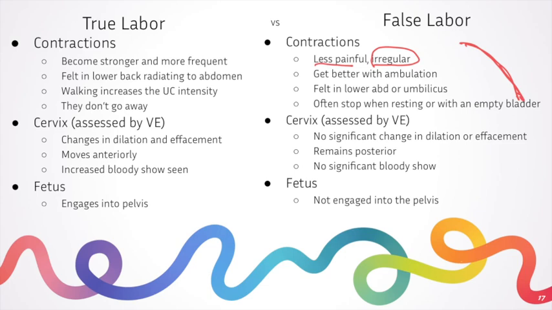If I were to check this client's cervix, there would be no change in effacement or station or dilation, and the baby would not be engaged in the pelvis. Somebody that's in labor, I already told you the contractions are stronger, more painful, and more frequent. They typically start in the lower back and they radiate to the front across the abdomen. When the client gets up to walk around, they don't go away, but they get stronger and stronger. If somebody's in labor, dilation of the cervix happens along with effacement as well, and the baby engages into the pelvis.